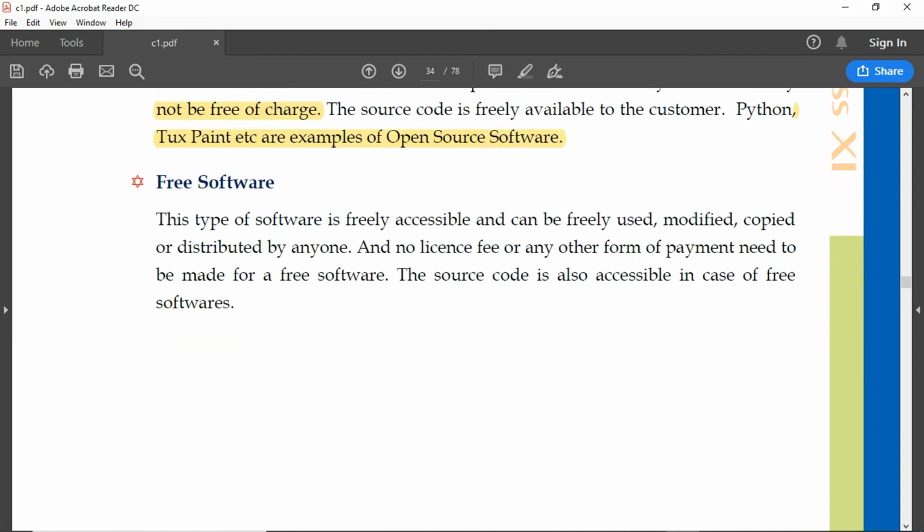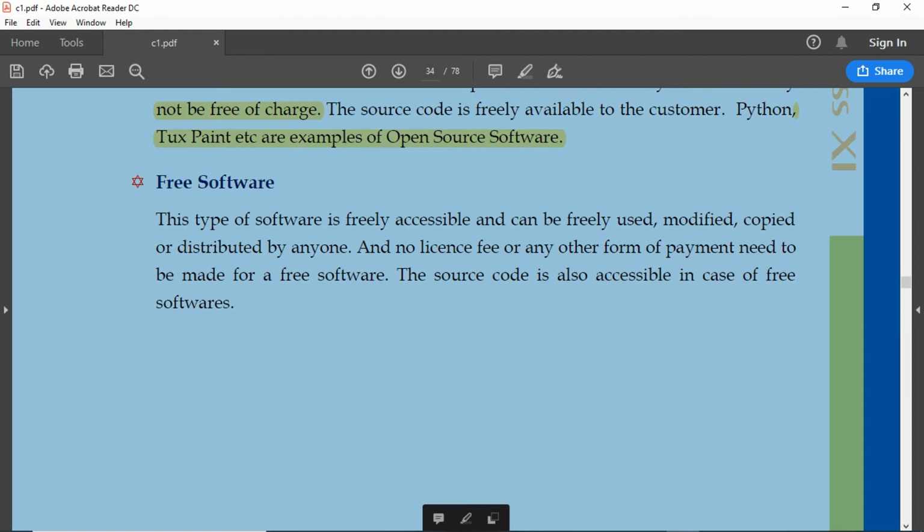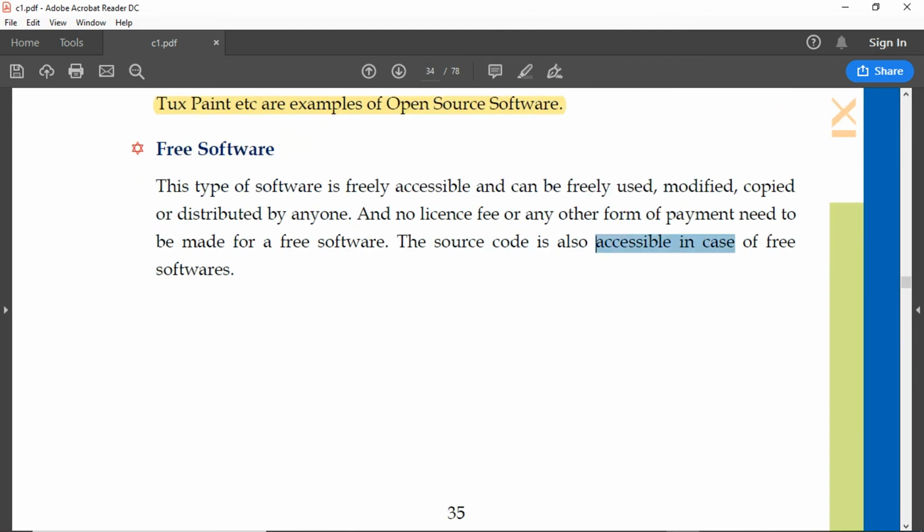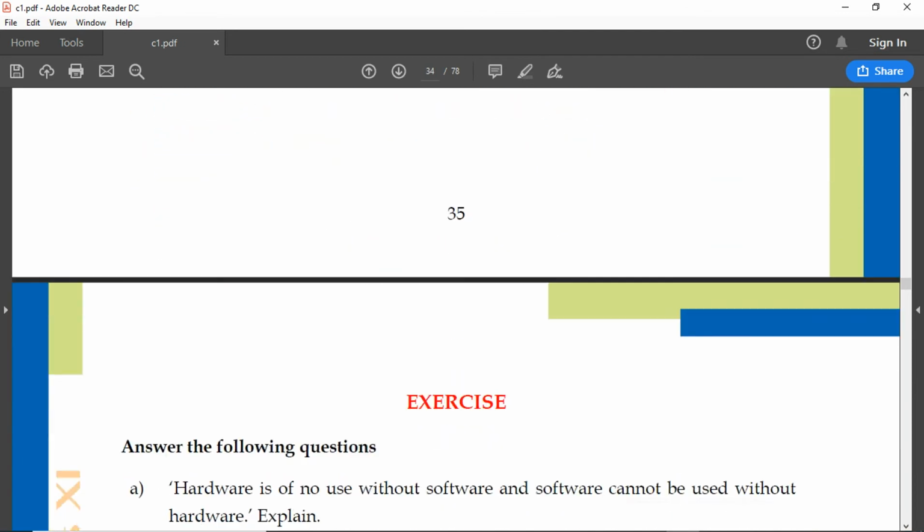Free software. This type of software is freely accessible and can be freely used, modified, copied, or distributed by anyone. No license fee or any other form of payment needs to be made for free software. The source code is also accessible in the case of free software.